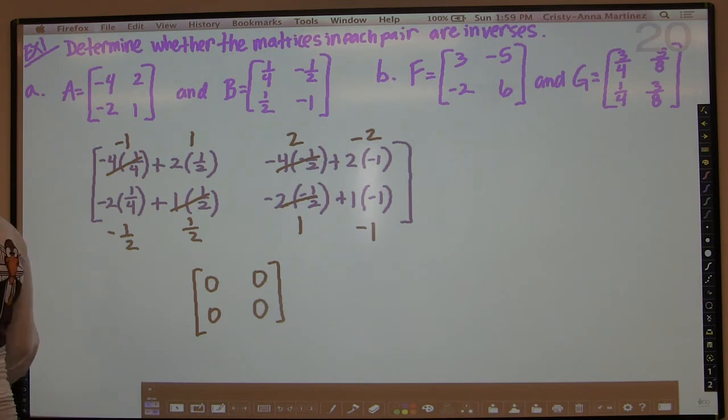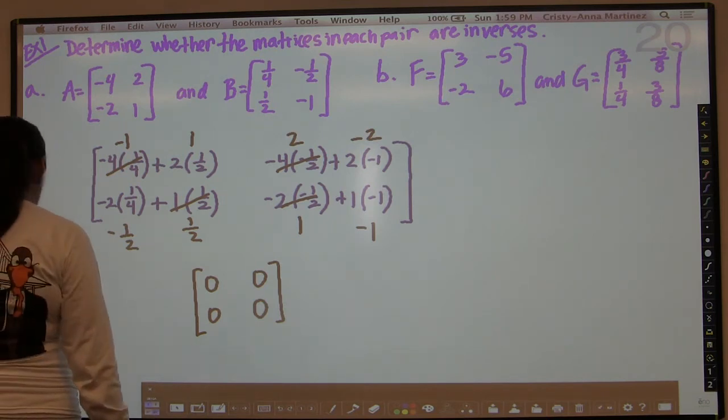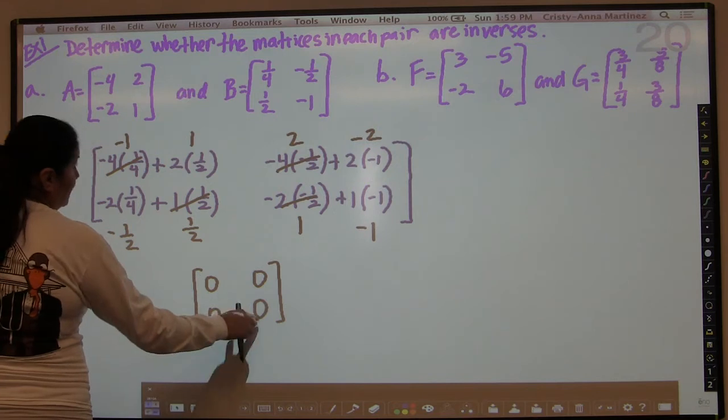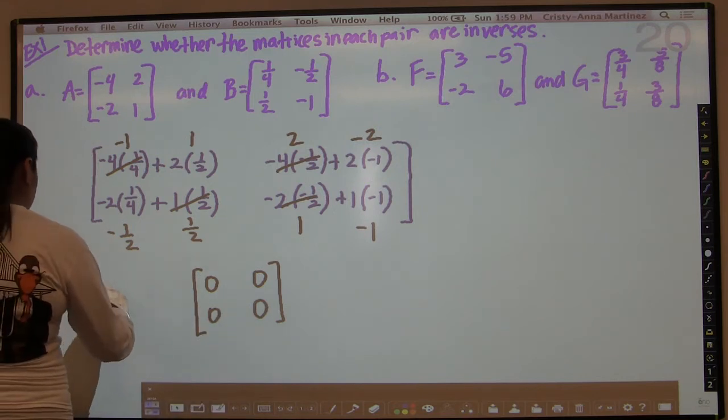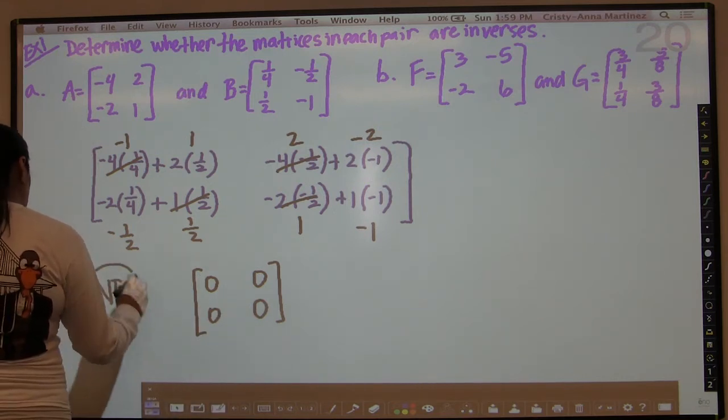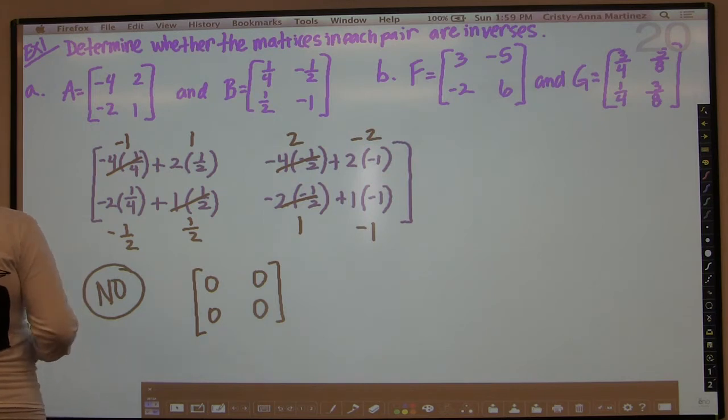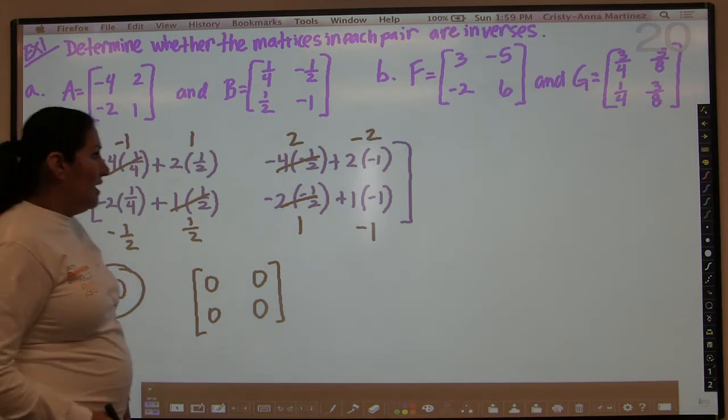But that is not the identity. I'm supposed to get a diagonal of 1s, and I didn't. So in this case, in part A, the answer is no. They are not inverses. And then we go to part B and do the same thing.